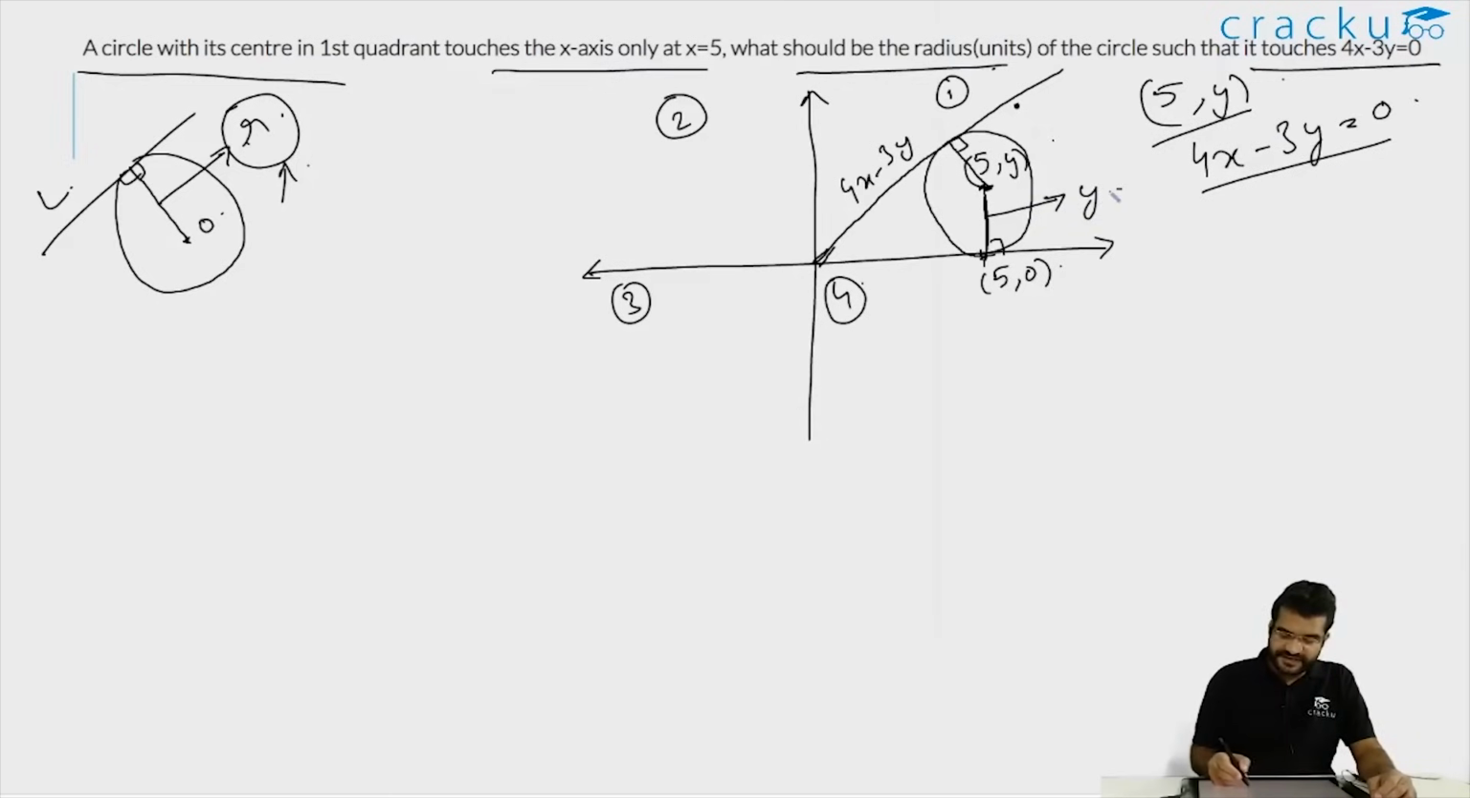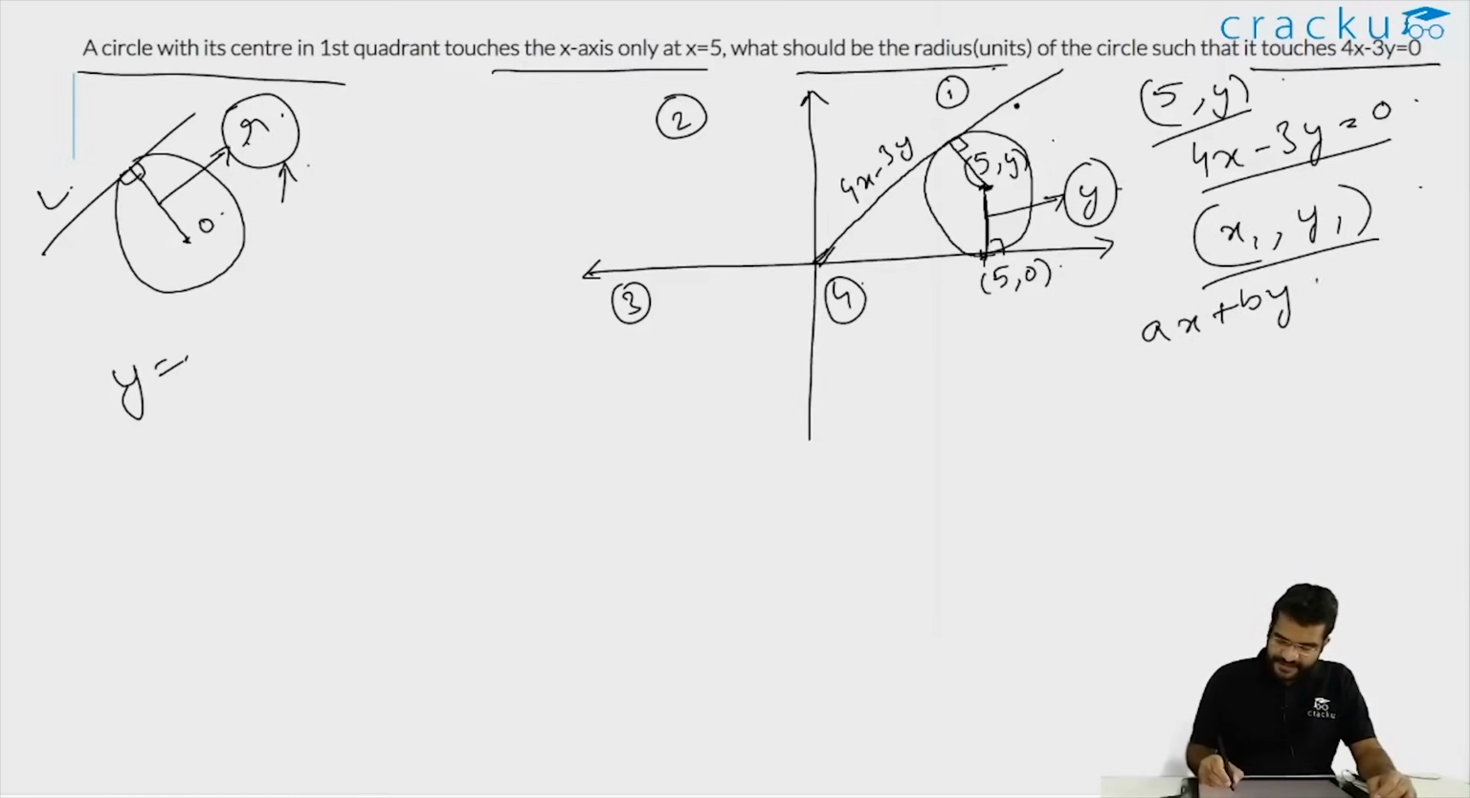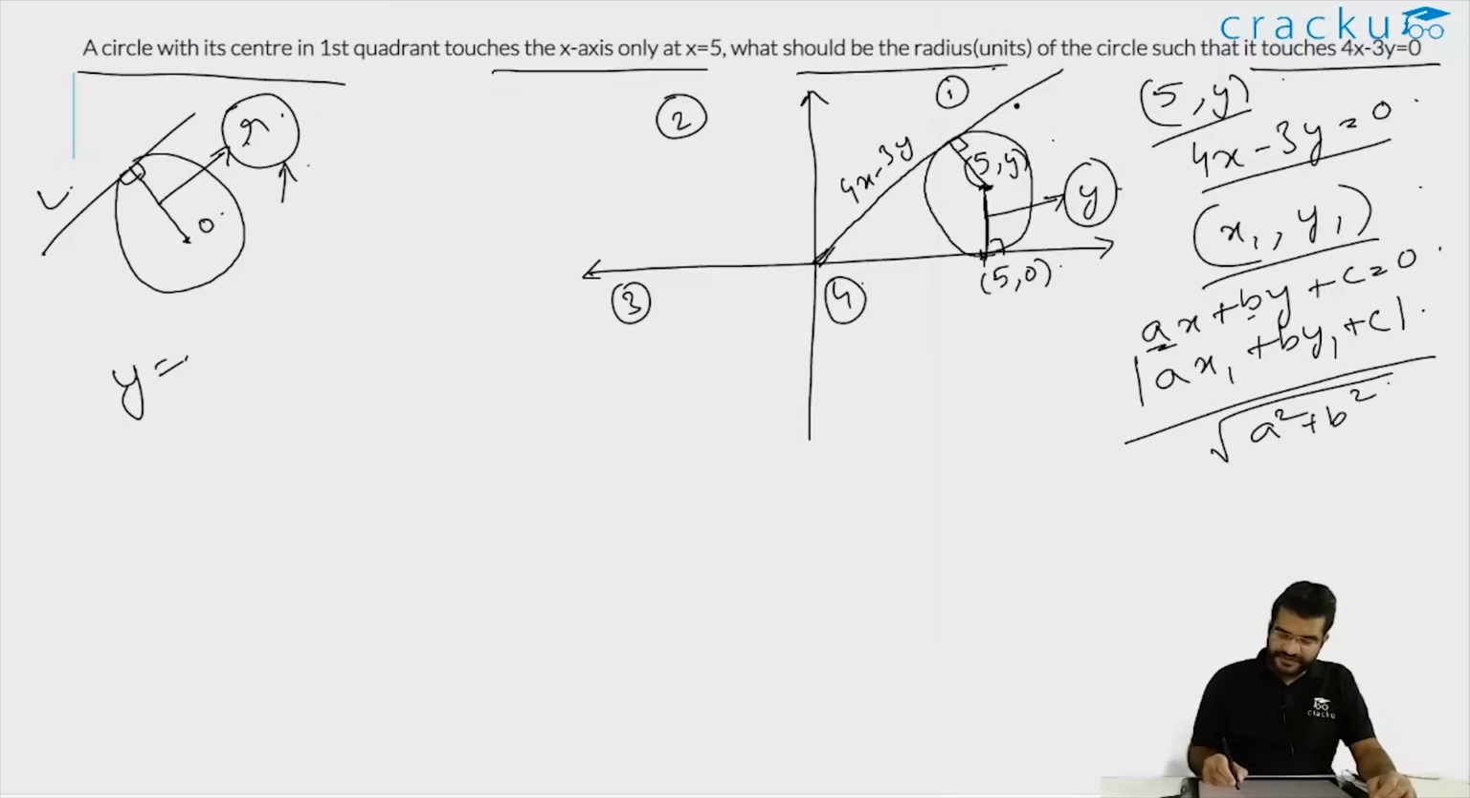The radius of the circle we already know is equal to y. And what is the length of the perpendicular? There is another useful formula that you should remember. If there is a point (x1, y1), and you want to calculate the length of the perpendicular from this point to a line ax plus by plus c equal to 0, you have to take the modulus of ax1 plus by1 plus c, that is the absolute value of it, divided by the square root of a square plus b square, where a is the coefficient of x and b is the coefficient of y. We will use the same formula over here.